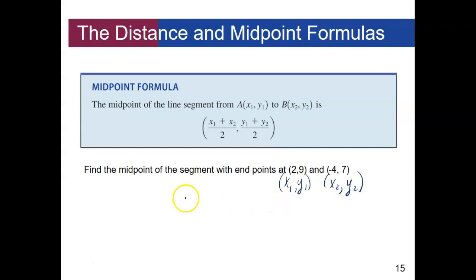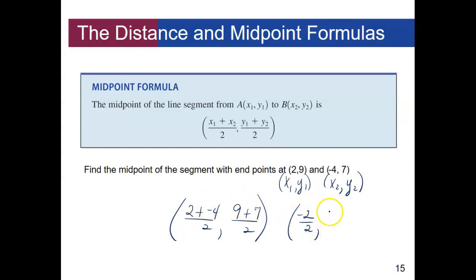So here, if this was my x1 and y1, and this is my x2 and y sub 2, then my midpoint is going to be add the x's up, so 2 plus negative 4 over 2, and then add the y's, 9 plus 7 over 2. Go ahead and simplify that. So this is going to be negative 2 over 2. This will be 16 over 2. So I'm going to have negative 1 and 8.